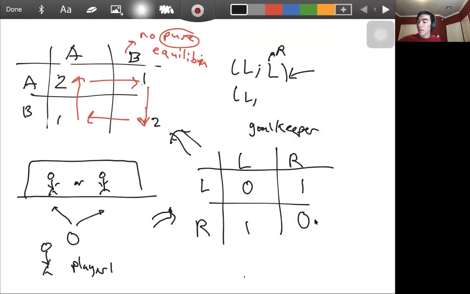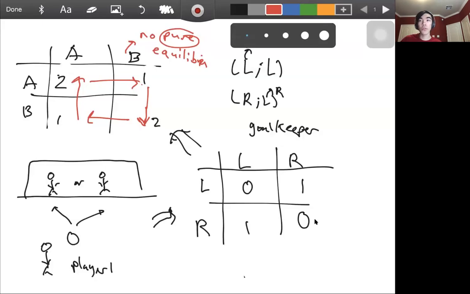Oops, I made a mistake. If you have a left situation, it's the shooter that wants to go right, so he'll get a point. If you have right, left, then the goalkeeper wants to go right, and so on. Anyway, whatever pair of pure strategies you put together, one of the players will always be dissatisfied and want to change, and that's what this cyclic flowchart means. It means there's no way we can get a pure strategy equilibria.